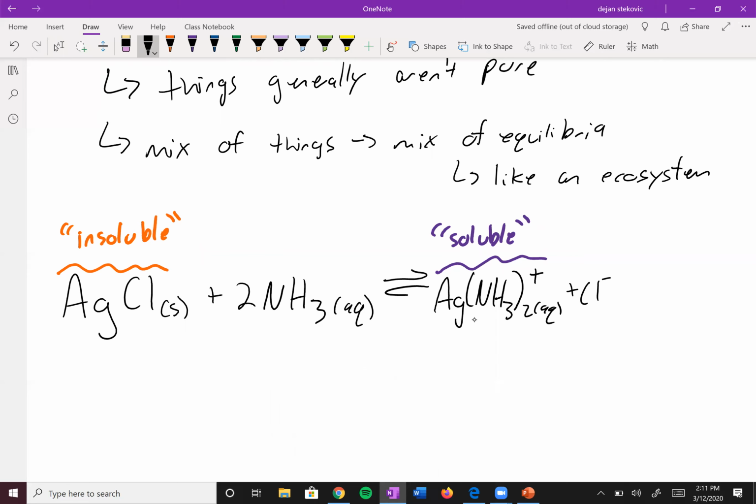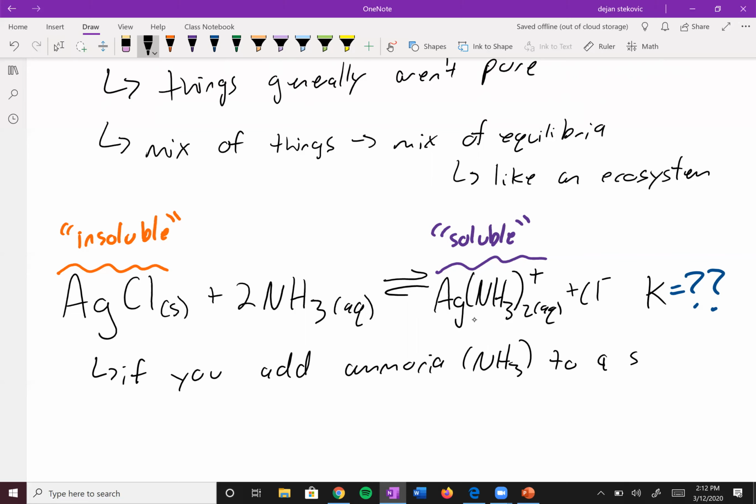But you don't want to start experimenting without knowing what to expect. And so you want to see which way this equilibrium is going to be favored. Are you going to get more of the solid to the left, or more of the aqueous solution to the right? Well, the ratio of products to reactants is K. So what you want to know is the value of K. So the question that you're asking yourself is, if you add ammonia, which is NH3, to a solution with solid silver chloride, will it dissolve?